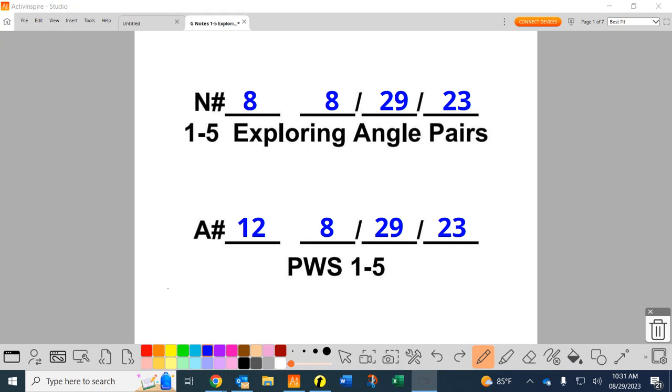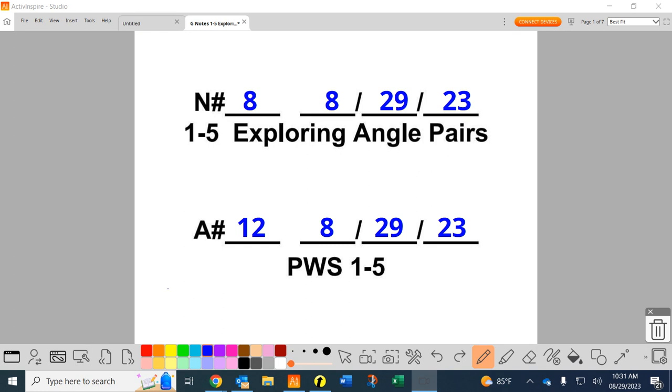Dealing with a bunch of what we call angle pairs. These are relationships between angles. What you're going to be using this for is to decide, when you're solving an equation, whether you are going to be setting them equal to each other. That's one option. Or whether you're going to be adding them up to 90.